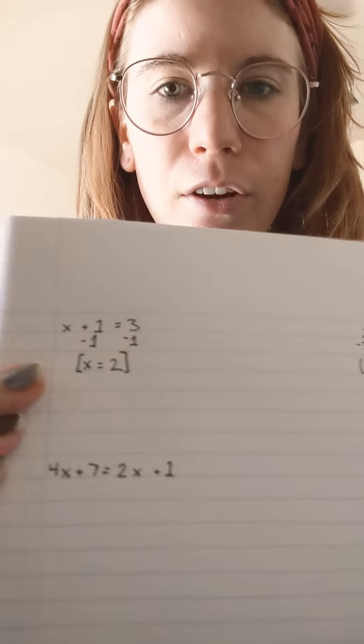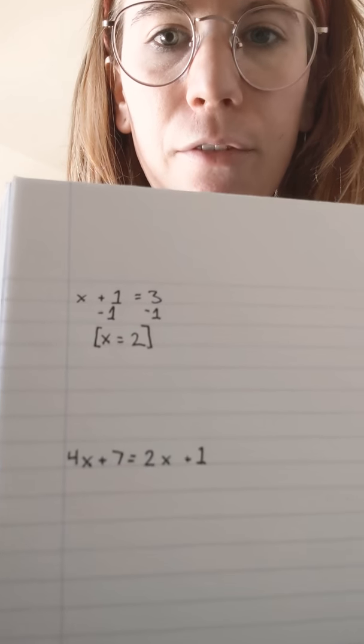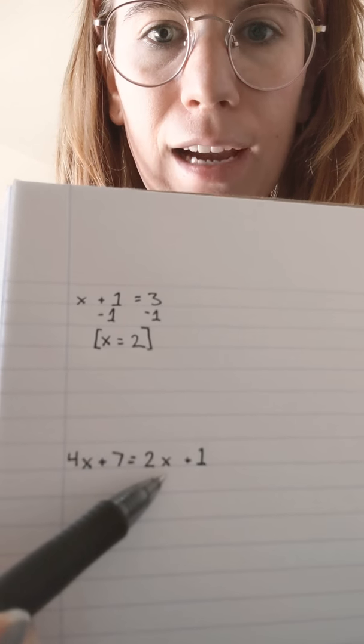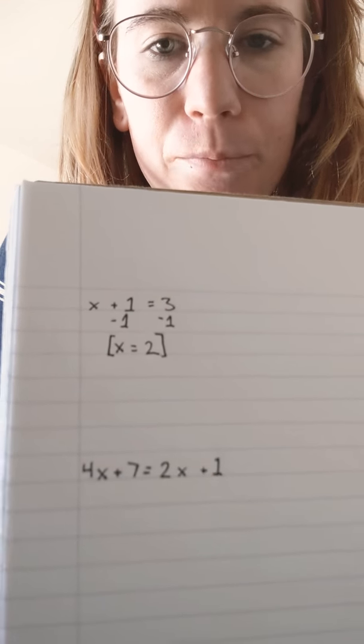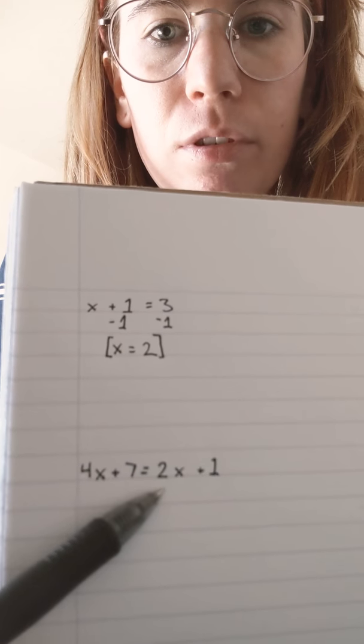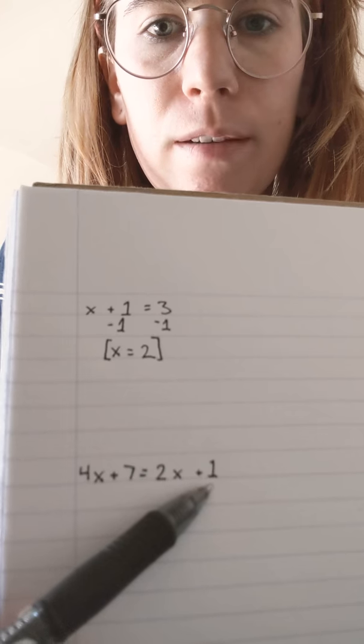Okay, friends, let's move on to the next one. It's going to look very similar to one we just solved, but there's going to be more variables to work with. So I want everyone to write down 4x plus 7 equals 2x plus 1. 4x plus 7 equals 2x plus 1. Okay? Can someone tell me what we should do first?